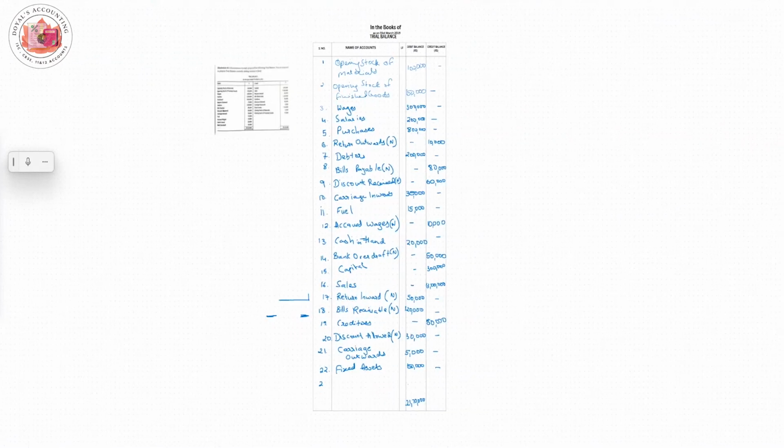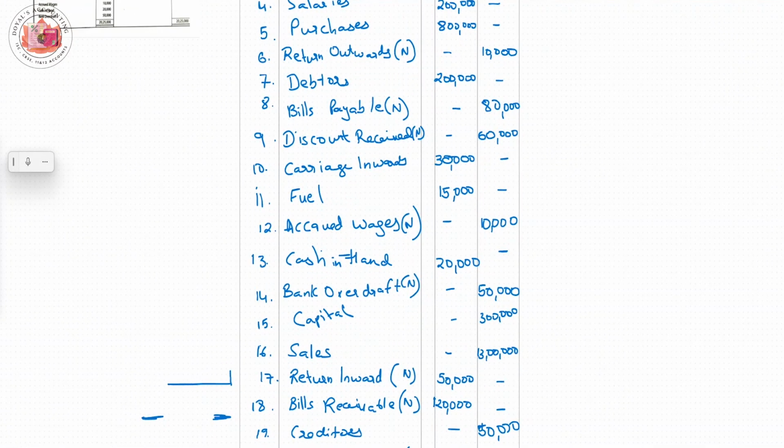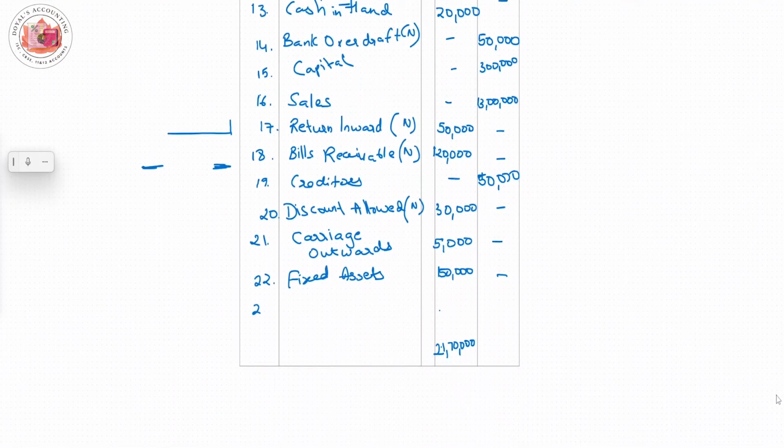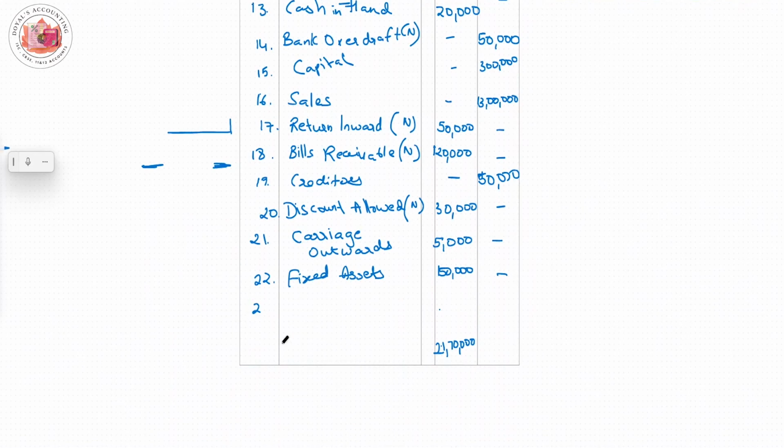I will put it in my suspense account on the credit side because my debit side total is more than my credit side. So to tally my trial balance, I will have to write it on the credit side. Suspense account 3,10,000, and total 21,70,000.